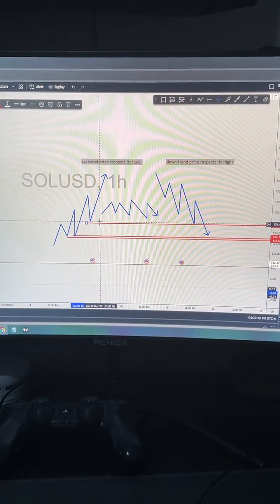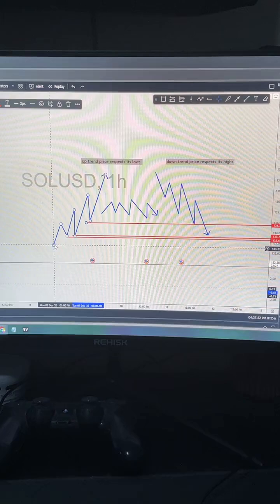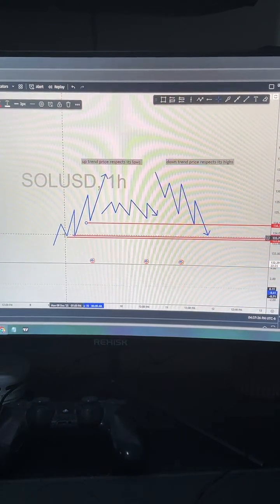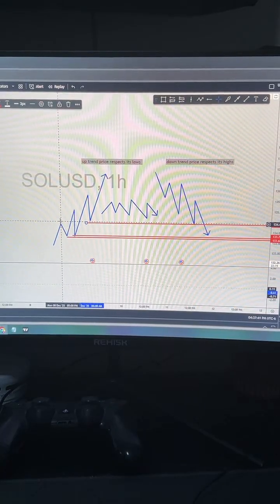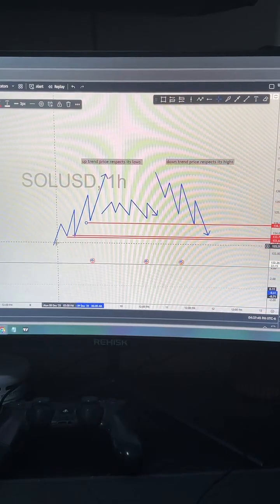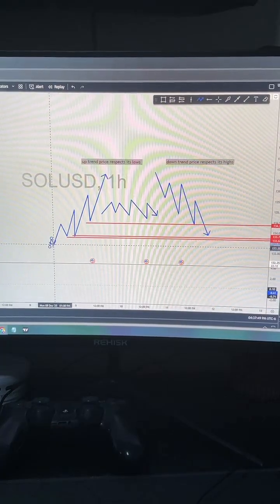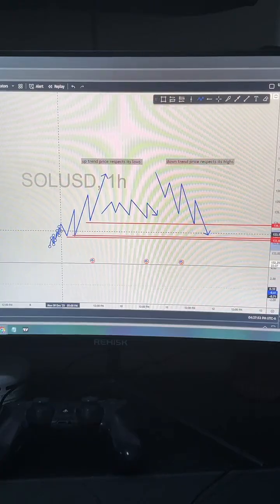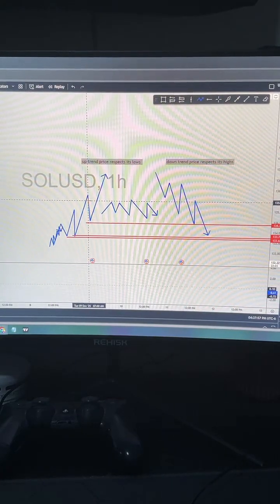How do you know when the pullback is over? When price starts to make what? Its higher highs and its higher lows. Because look, this up structure and this down structure still consist of higher highs and higher lows. So in this, you're going to have a mini high, a mini low, a mini high, a mini low. You're going to have all of those. You're going to have the same in this down structure.